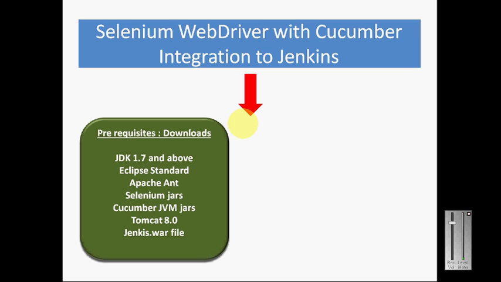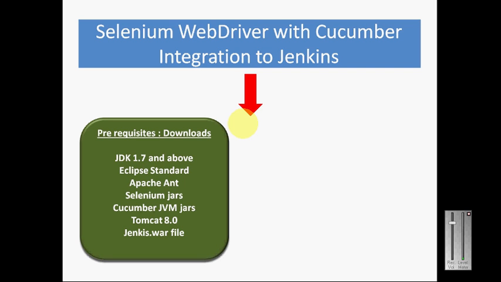Starting with the prerequisites, we just require some open source downloads. No licensing cost is required. These are the downloads that need to be done prior to starting the project. We require JDK, Java Development Kit 1.7 or above. Then we download Eclipse Standard as the IDE. Then also download Apache Ant, which is required to build your project. Of course, we require Selenium jars from seleniumhq.org, and Cucumber JVM jars.